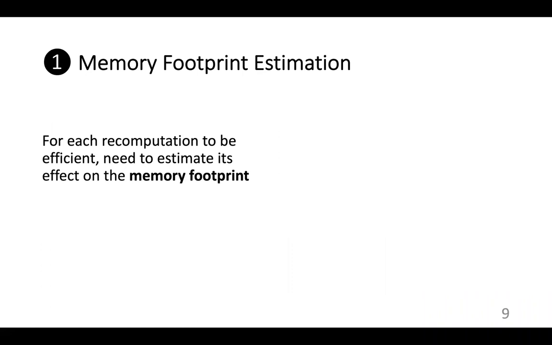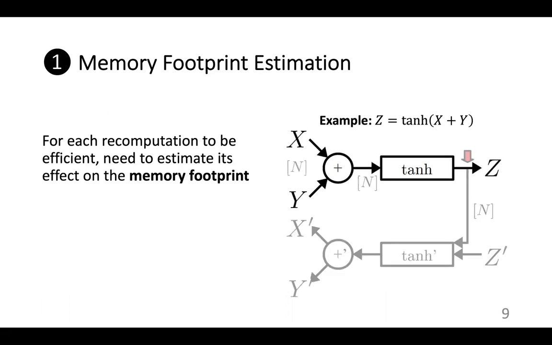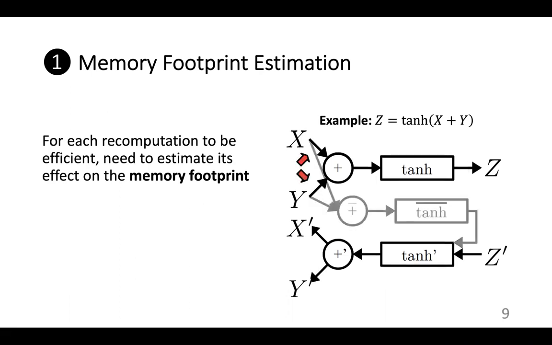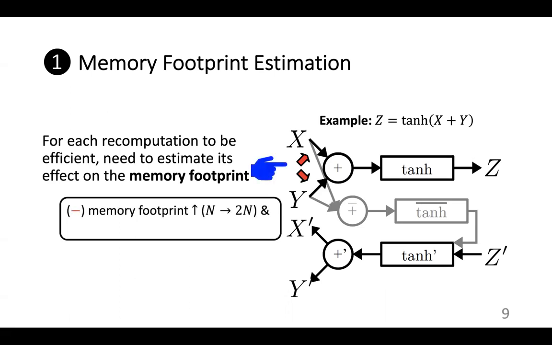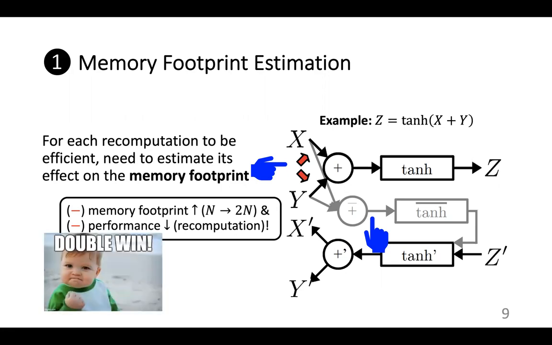Our first observation, memory footprint estimation, states that for each recomputation to be efficient, we need to estimate its effect on the memory footprint accurately. Consider a simple example z = tanh(x + y). In the baseline, the feature map is on the output z. If we apply recomputation in this example, the feature maps again will be brought all the way to the front of the computation graph, namely x and y. We observe, however, that the total amount of feature map storage is doubled in this case from n to 2n. And to make matters worse, we still need to recompute the value of z when the backward pass starts, leading to a double lose situation in which we are losing both in terms of memory and performance.